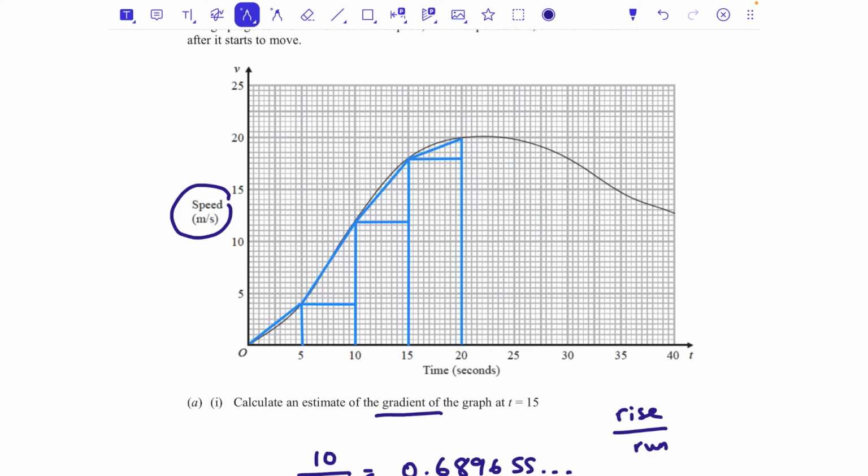So the first part is 5. Now remember, we're going up in twos here. So 5 times 4 divided by 2 because it's a triangle.